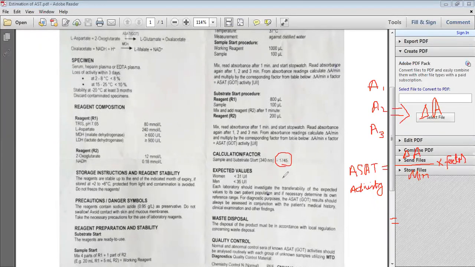1745. This is the factor which you need to use to estimate the activity of AST in the given sample solution. Calculation factor, that is sample and substrate. Now you will use this 1745. This is the lambda max of L malate, that is 340 nanometer, and this factor 1745 will be applicable only when you take the absorbance of L malate.